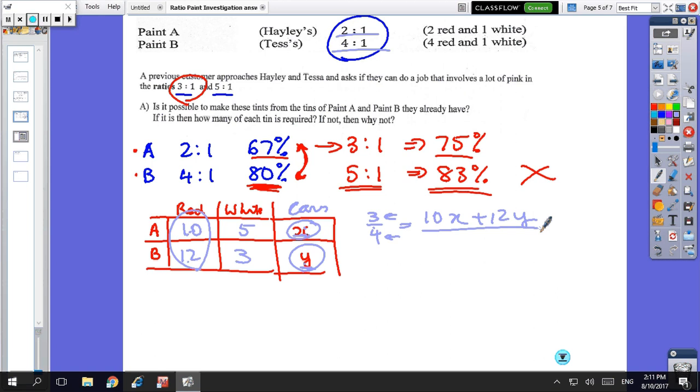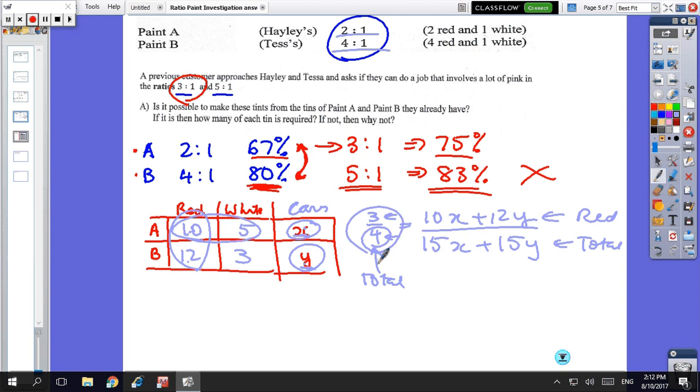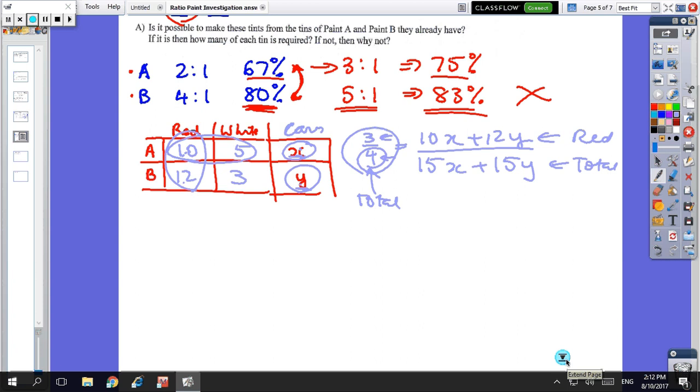And then on the bottom, I've got 15 litres, so this is the total paint. I've got 15x, and I also have 15y. So this is your red component, and this is your total component. And those fractions have to add up to 3/4. So what we have is an equation that we have to solve: 3/4 equals (10x plus 12y) over (15x plus 15y).